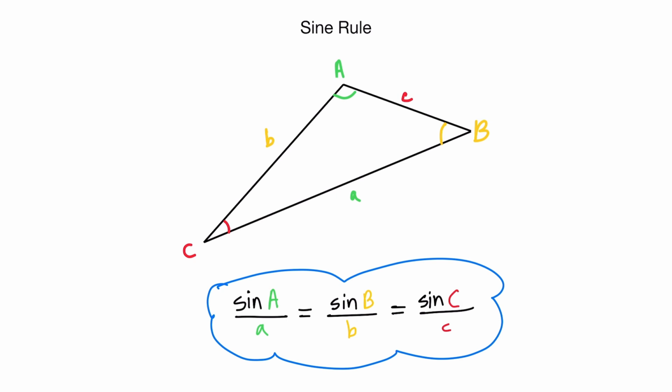That's a pretty simple rule to remember, and it's not a very difficult formula to remember. It's just sine A over a equals sine B over b equals sine C over c. It's just basically the alphabet with sine.